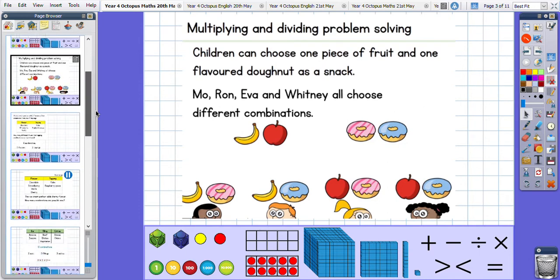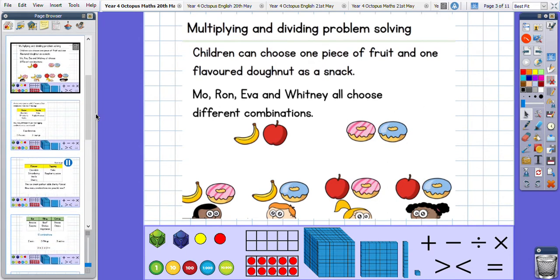So the style of question we will have today is something like this. So children can choose one piece of fruit and one flavoured donut as a snack. Mo, Ron, Eva and Whitney all choose different combinations. So this is Mo, Ron, Eva and Whitney. Okay, now Mo has decided he wants a banana and a striped donut. Ron wants a banana and a blue donut. Eva wants a red apple and a striped donut, and Whitney a red apple and a blue donut. So they've all got a different combination, a different choice.